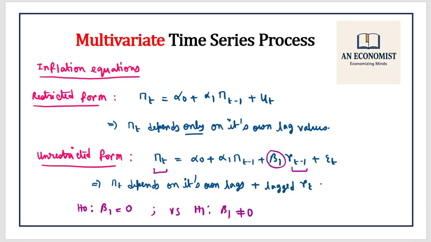You can also do the right tail test or the left tail test, but that doesn't matter. In general, H naught is that beta 1 equals 0 and H1 is beta 1 not equal to 0. This is what we are going to test numerically. I hope this much is understandable. We have formed two regression equations, one restricted and one unrestricted, and we have formalized the hypothesis that we want for our testing purposes.